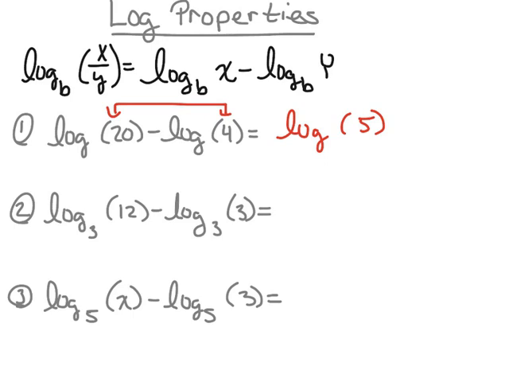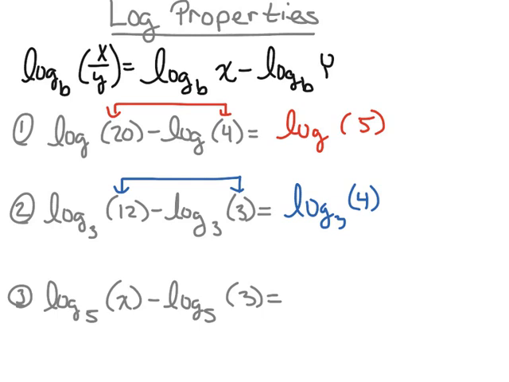If we take a look at the next example, we got log base 3 of 12 minus log base 3 of 3. Once again, we're dealing with subtraction, and the property says that when we're subtracting, we can take these and we can go ahead and divide those. So we got log. We're going to keep the base 3, and we're going to divide 12 by 3. And 12 divided by 3 would give us a 4. So we can combine these and make log base 3 of 4.